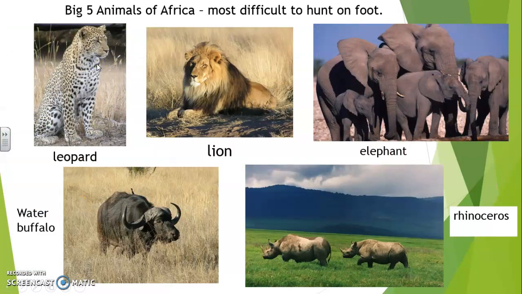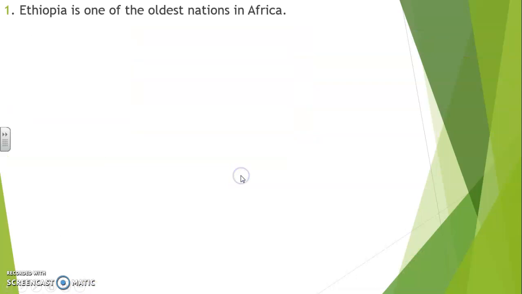One of the things in this region, they have what are called the big five animals, and you'll see those on different videos too going forward. They're the most difficult to hunt on foot. They refer to the big five: the leopard, the lion, the elephant, the water buffalo, not the bison, and then the rhinos, the rhinoceros. So the big five.